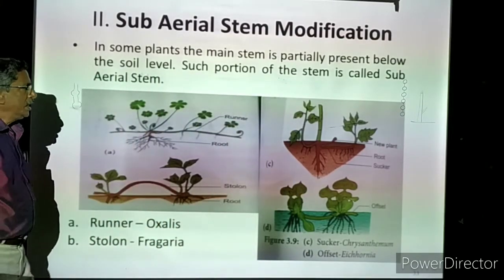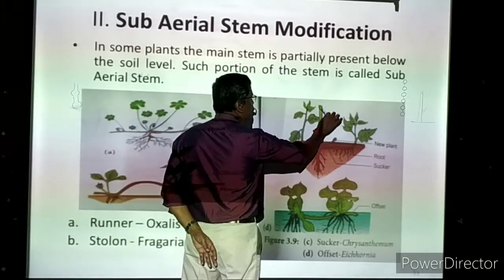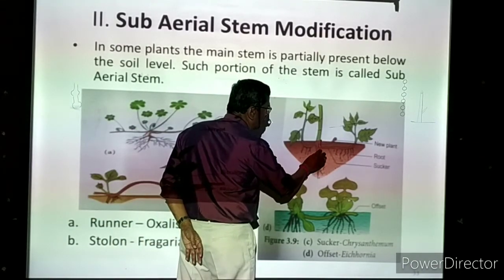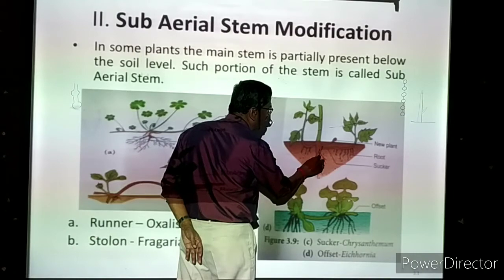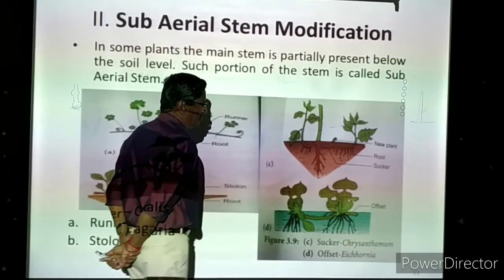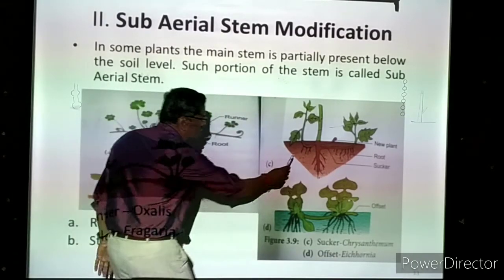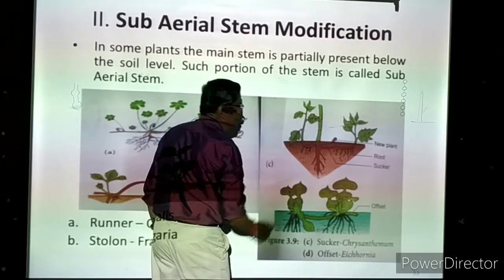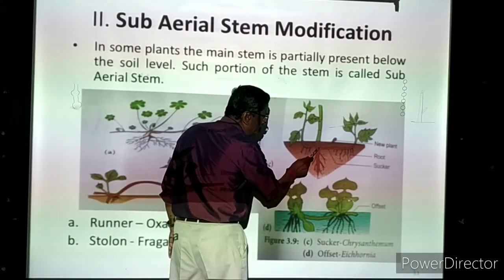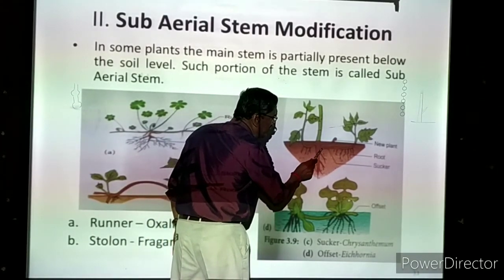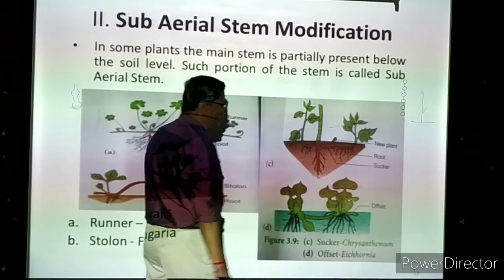S-U-C-K-E-R, sucker. Now this is the main stem of the plant. One small portion of the stem is buried into the soil. This is called a subaerial stem. Below the subaerial stem, the roots will be there. So from the underground portion of the stem, some branches will be growing, started arising.